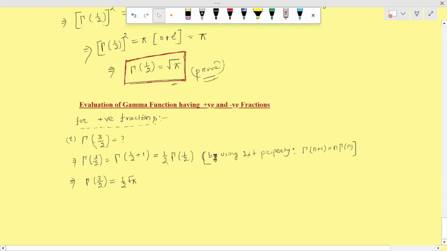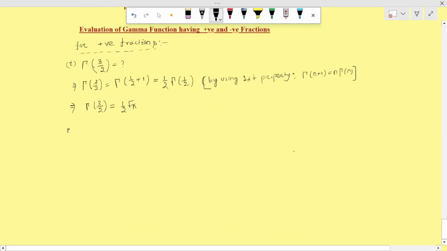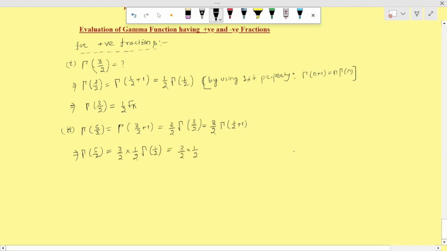Next we are going to find gamma 5 by 2. Second, we have to evaluate the value of gamma 5 by 2. Same procedure: gamma 5 by 2 can be written as gamma 3 by 2 plus 1, which is 3 by 2 gamma 3 by 2. Here I can directly substitute the value of gamma 3 by 2, which we already evaluated as 1 by 2 root pi. Or, if in your exam gamma 5 by 2 is asked, you can derive it like this: 3 by 2 gamma 3 by 2, then gamma 3 by 2 is gamma half plus 1. So gamma 5 by 2 equals 3 by 2 into 1 by 2 gamma 1 by 2, which equals 3 by 2 into 1 by 2 into root pi.